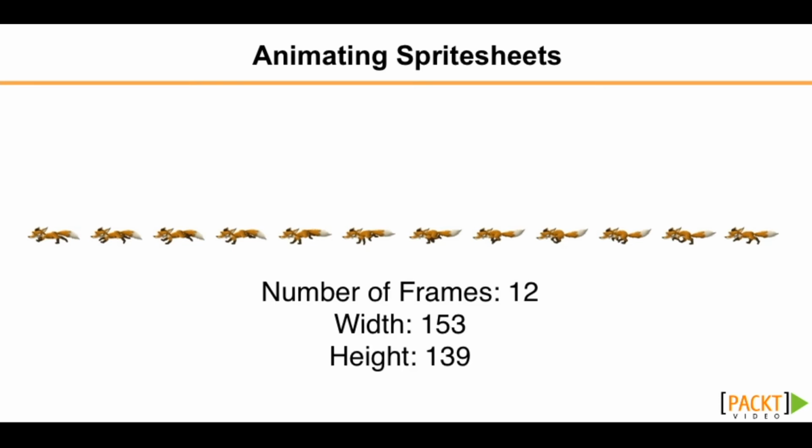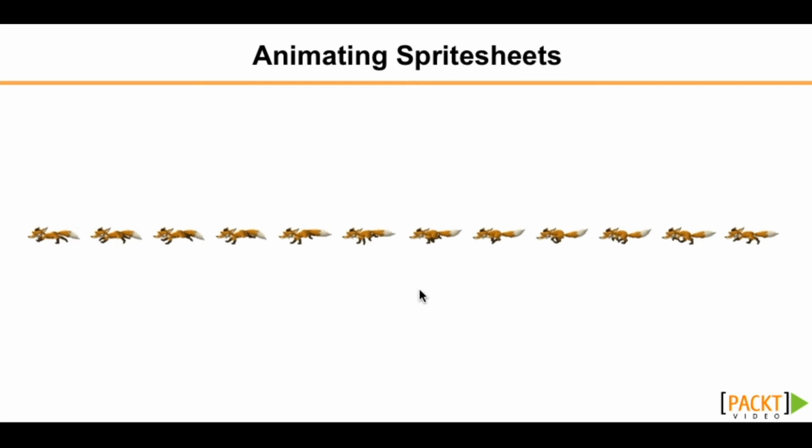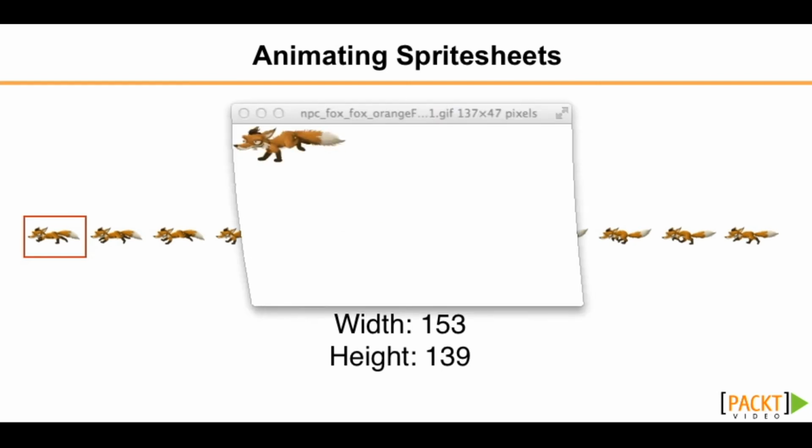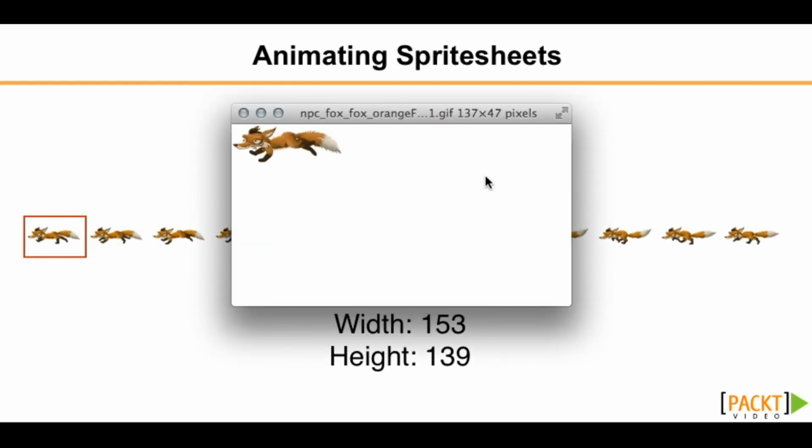So for example, this animation has 12 frames, and each frame has a width of 153 pixels by 139 pixels of height. So it's very, very simple to understand. Sometimes this is called an atlas, but usually an atlas is a combination of several sprite sheets. So when we play the animation, it's one by one, right? So we play the first frame and the second and such. And the result is this animation. The more frames it has, the smoother the animation will be.